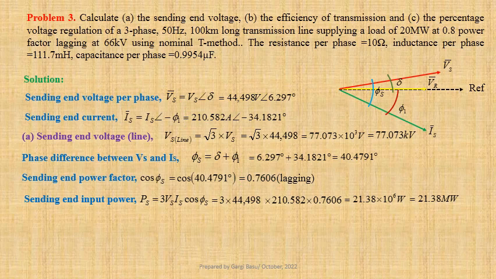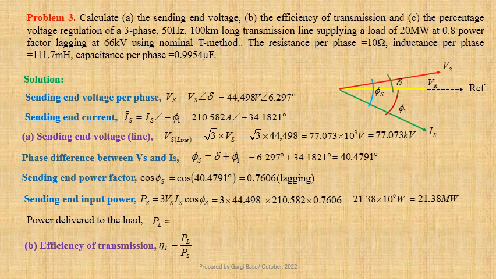Now we shall compute efficiency of transmission. Eta T equals to PL divided by PS. Given power delivered to the load, PL equals to 20 megawatts. Therefore, eta T equals to 20 divided by 21.38, that gives us 0.9355 per unit or 93.55%.